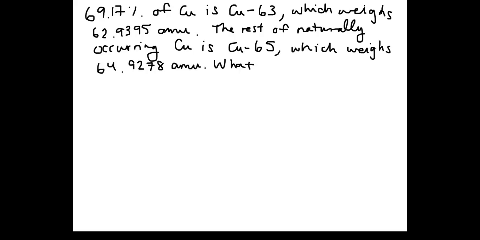What is the atomic mass? Can anyone tell me, there's a piece of information that I did not give you, but you have enough information to figure it out. Yeah, I didn't give you the percentage of copper 65, but assuming these are the only two isotopes, I said the rest. So what do your percentages have to add up to? 100. So your percentage of copper 65 will just be 100 minus 69.17. So you have to do that first and then put it into your equation.